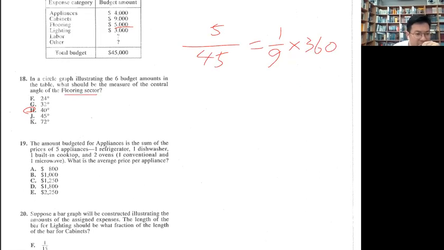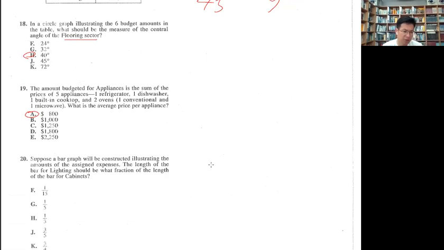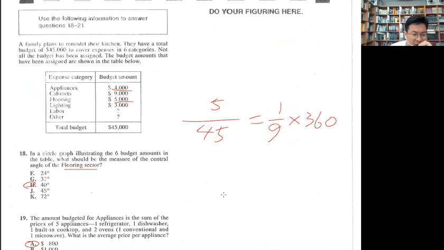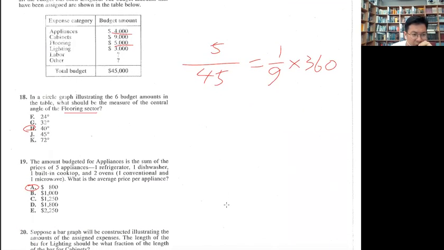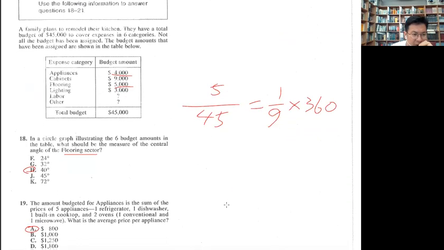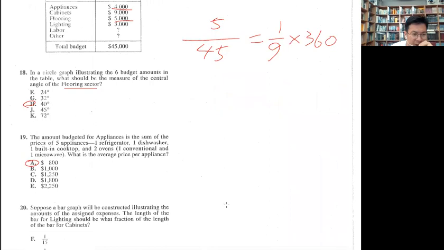The amount budgeted for appliances. Appliances is 4,000. The sum of 5 appliances. This, what is the average price of this? 4,000 divided by 5 different things, right? So it's 8,000. Suppose the graph will be constructed to illustrate the amounts of assigned expenses. The length of lighting should be what fraction of the length of cabinets? Lighting is 3,000 out of what? Cabinets 3,000 out of 9,000, so 1 over 3.